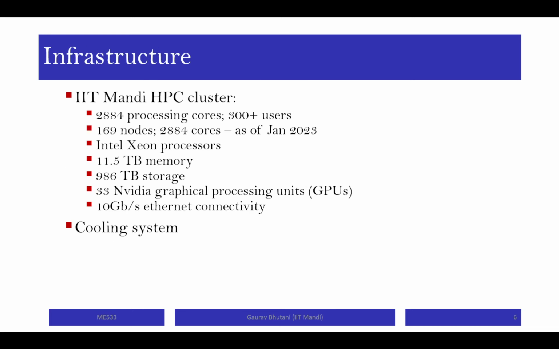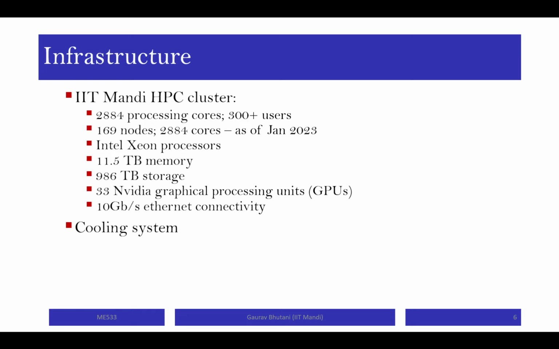So what do we have in terms of infrastructure? Well, this information is as of last January. We have around 3,000 processing cores, 300 plus users. Well, I'm sure that's many more now. We had a total of 169 nodes. So around 170 physical nodes available on the cluster.